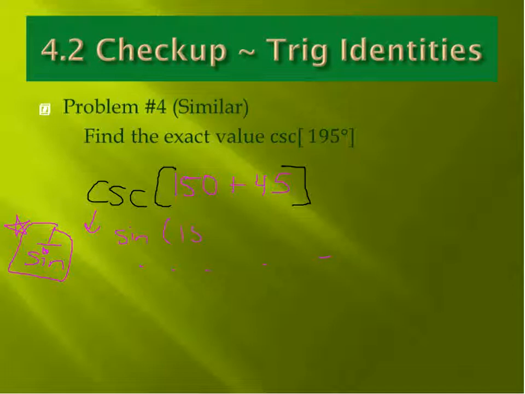So let's all pretend that this is the sine of 150 plus 45. And then again, we'll just remember to reciprocal our final answer. So here we go. We're going to get sine 150 times sine 45 plus cosine 150 sine 45. So when I look on my chart, I'm going to get 1/2 root 2 over 2. And then cosine 150 is negative root 3 over 2 and root 2 over 2.